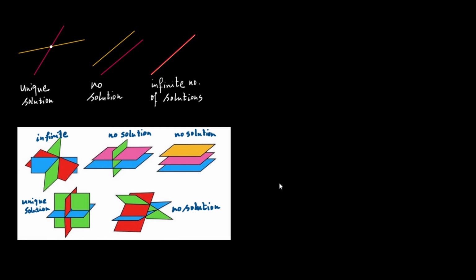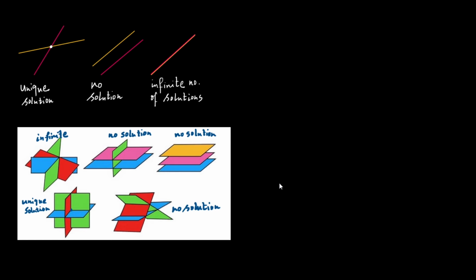So depending on your equations, you can have 3 cases. Either your system will have no solution, or your system will have an infinite number of solutions, or your system can have a unique solution. And if we look at the system from the row perspective, this is the geometry.